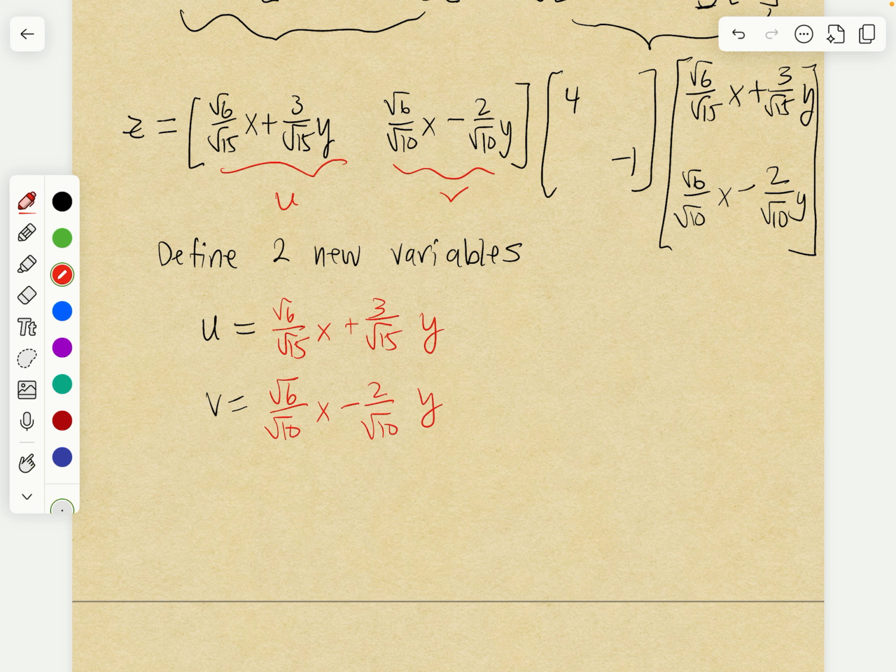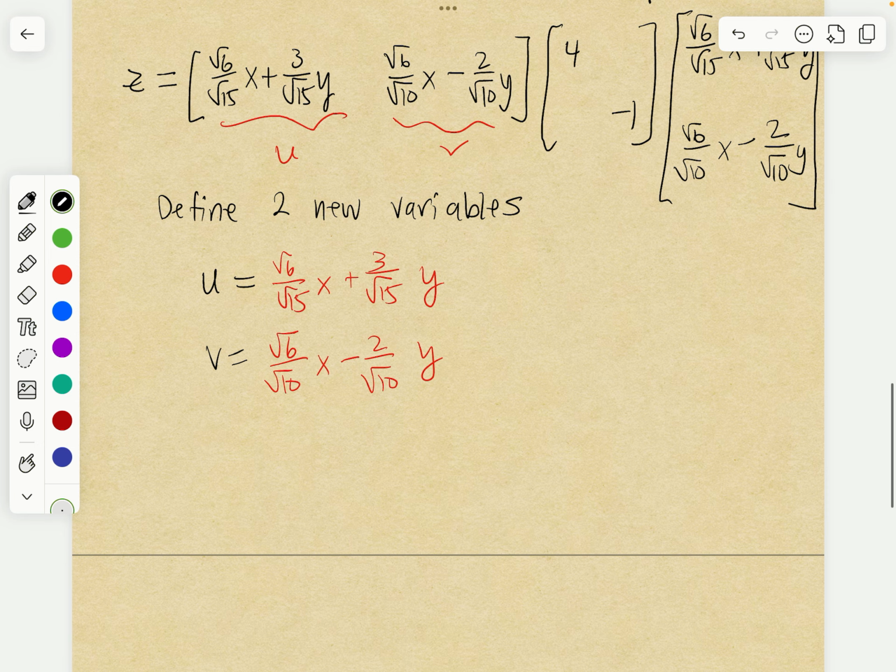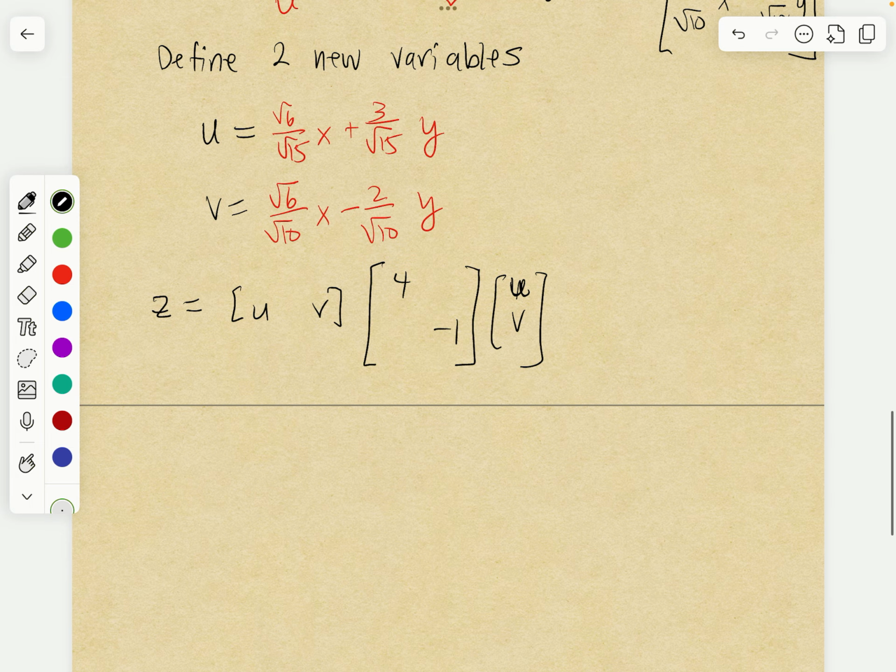Well, if you do that, then we see that z is equal to uv times this diagonal matrix, lambda, times uv. We can express the function z, instead of in terms of x and y, in terms of u and v. And this is going to be 4u squared minus v squared.